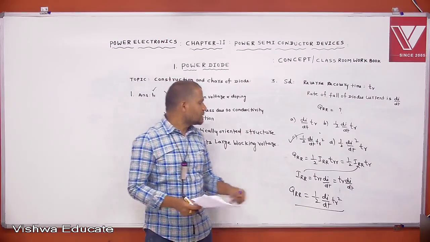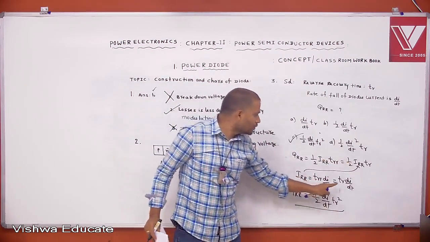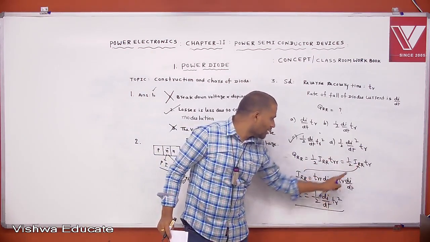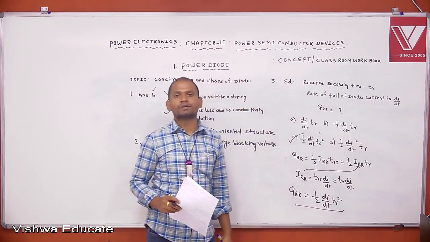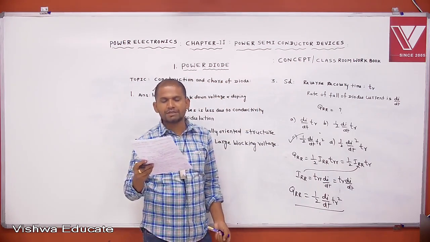Okay. These expressions you know now. Now I am substituting IRR in this equation. If you substitute IRR in this equation, TR into TR gives TR square. That is 1 by 2 di by dt into TR square. That's why for the third question, option C is correct.